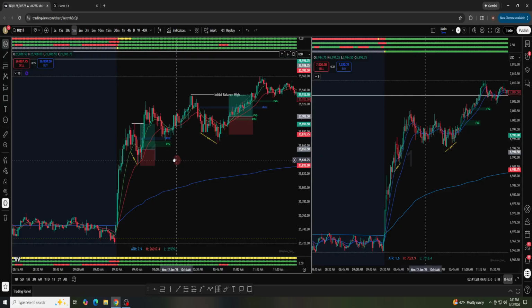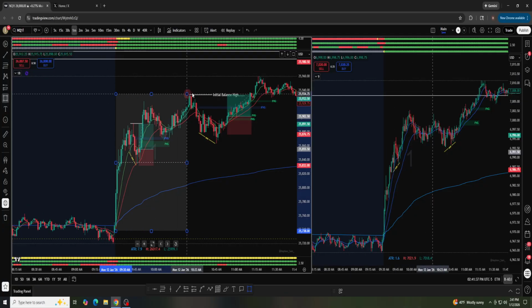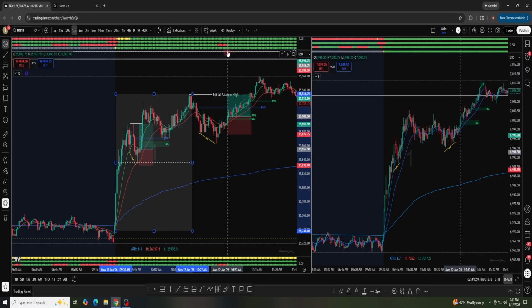And then the second setup I looked for is combining the dots with initial balance high. If you look at the first hour of trade, this is 50% of the range initial balance. If price is in the upper half of the first hour initial balance, there's an 80 to 82% chance that the initial balance high will get hit. When I pair that with green dots, it's a solid confluence.